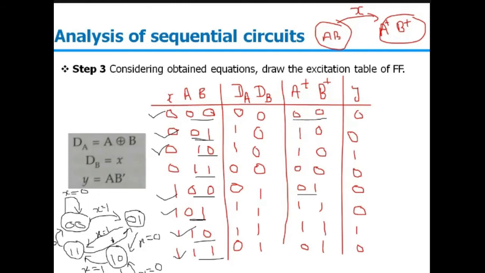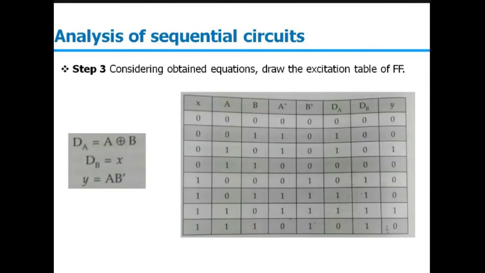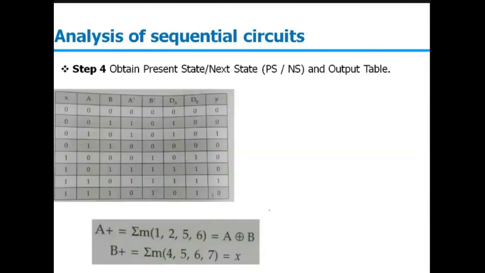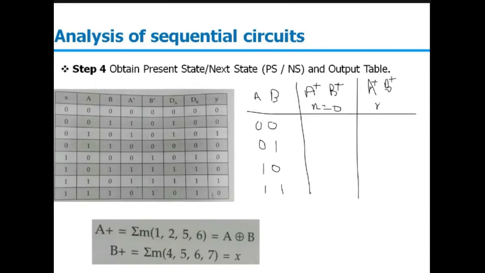So this will be the state diagram. So we will make it in a more comprehensive way. So this we have obtained: x, a, b, a plus, b plus, d a, d b and y. Now we are converting it into a reduced form. So the reduced form will be in terms of a b and a plus b plus, because that is more important for us. So we will have the present state, and next a plus b plus when x is equal to 0 and when x is equal to 1, because we will take the external input. And similarly, we will have two values of y, when x is equal to 0 and when x is equal to 1.